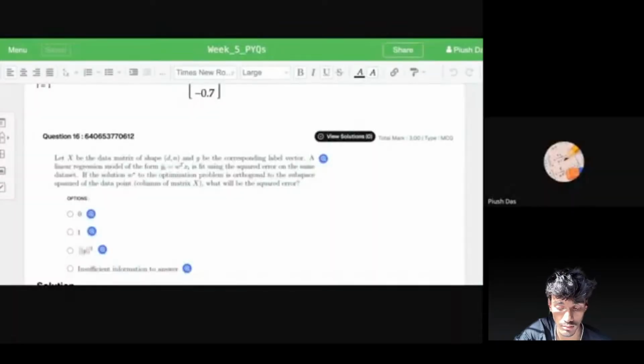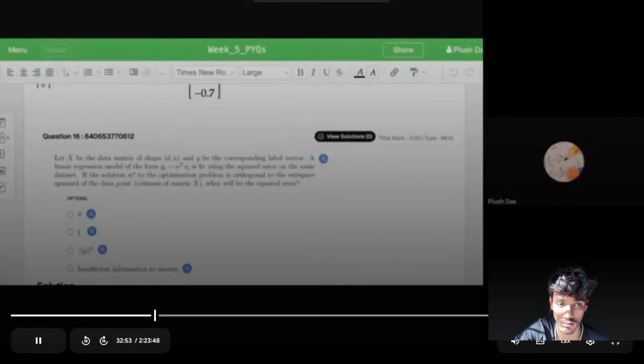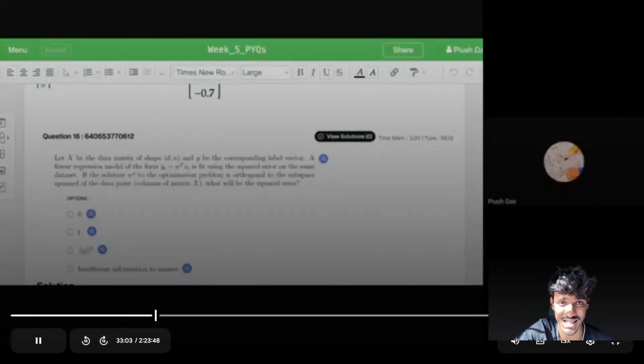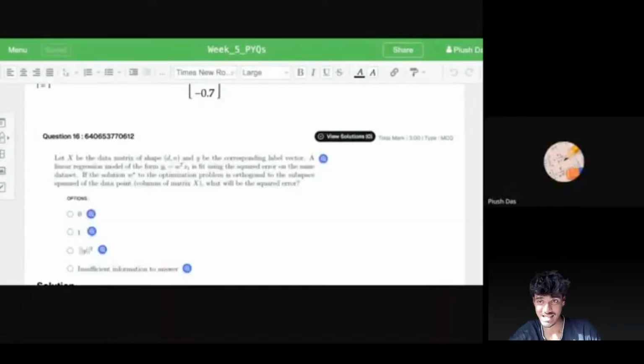Let X be a data matrix of shape D cross M, and Y be the corresponding label vector. A linear regression model of the form y_i equals W transpose x_i is fit using the squared error on the same data set. If the solution W star is orthogonal to the subspace spanned by the data points, which are the columns of matrix X, what will be the squared error? So you have to find the squared error.